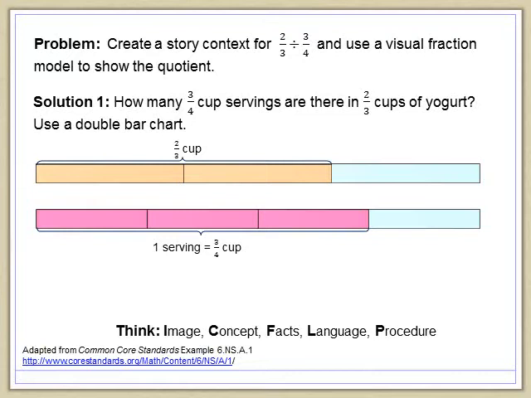And you'll notice immediately that the answer is less than 1. You will not get a full serving, 3/4 cup, out of only 2/3 cups of yogurt because there's less yogurt than a full serving. So we're going to end up with a fraction of a serving as our result. Specifically, what we need to know is what part of this pink does this tan represent.